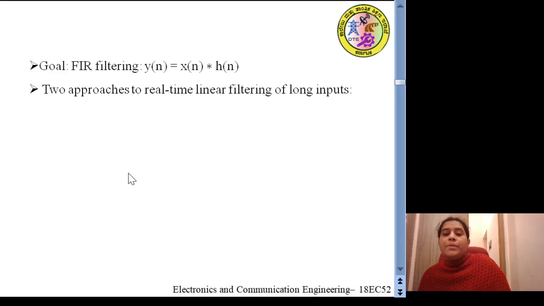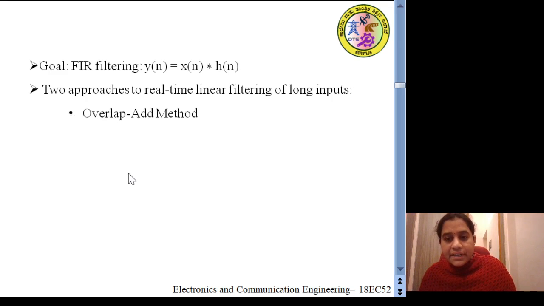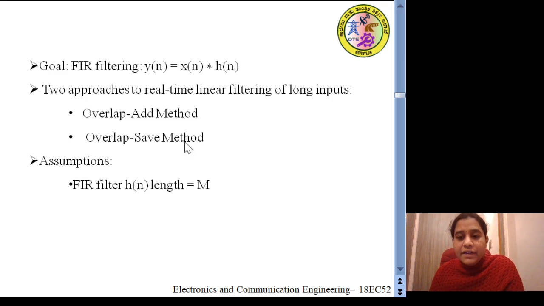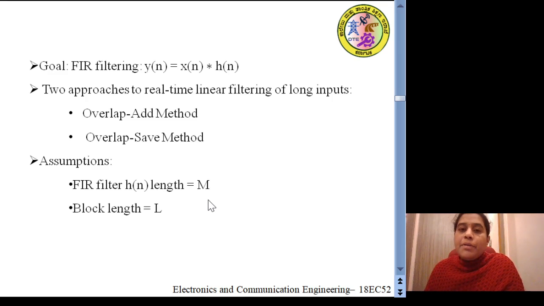There are two approaches for real-time linear filtering of long data sequences, or long data inputs. They are the overlap add method and the overlap save method. Here we will be assuming certain things. First, we assume the length of the FIR filter's impulse response will be M, and we assume the length of each block as L.